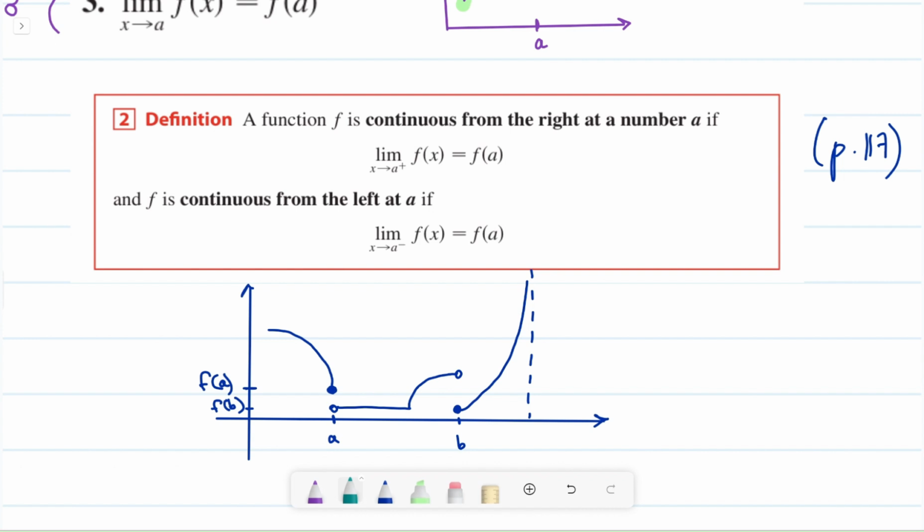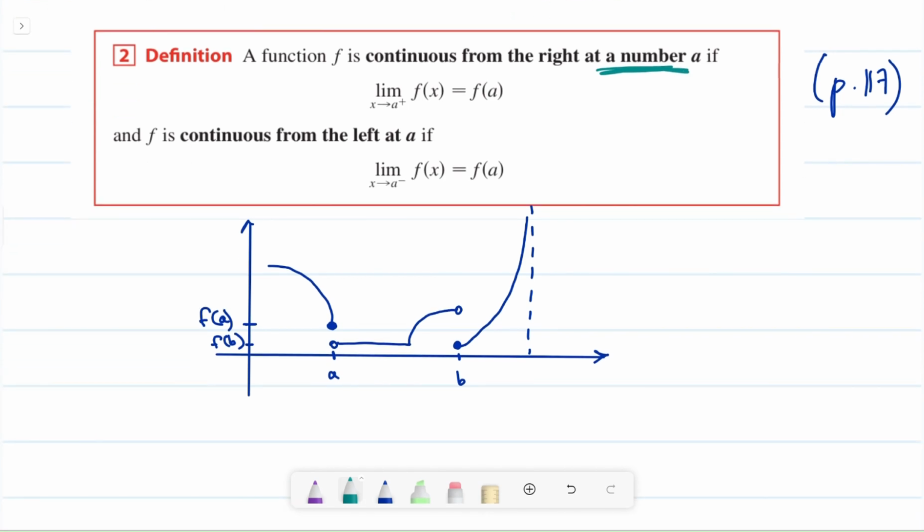So a function f is continuous from the right at a number a, again, this is at a point, if the limit of f of x as x approaches a from the right equals f of a, and f is continuous from the left at a, again at a point, if the limit of f of x as x approaches a from the left equals f of a.